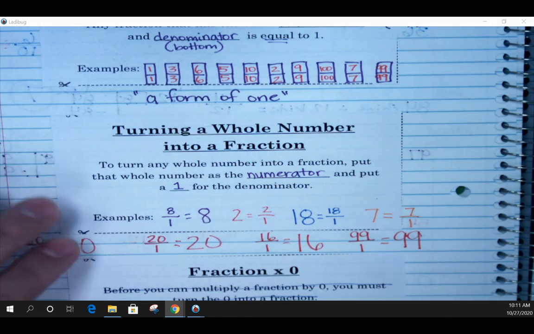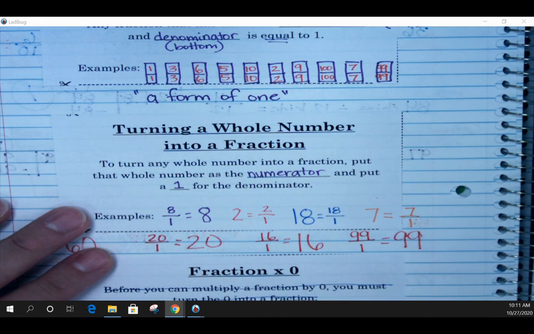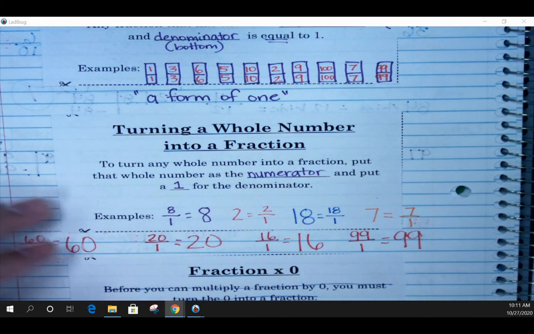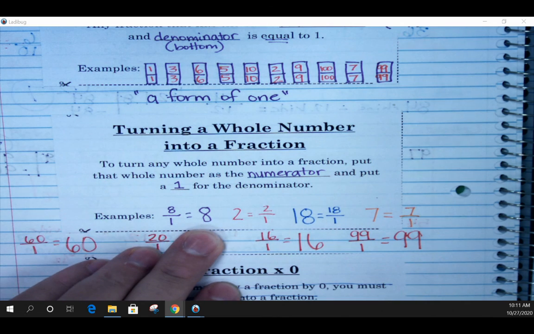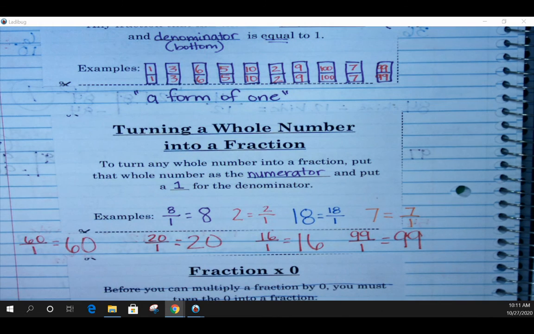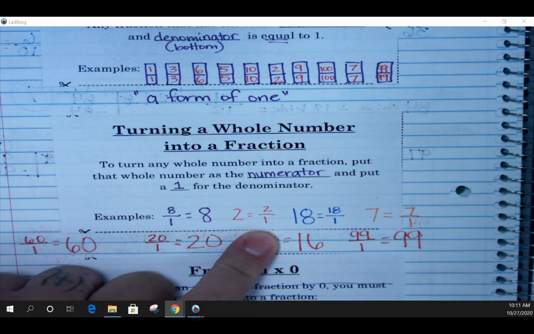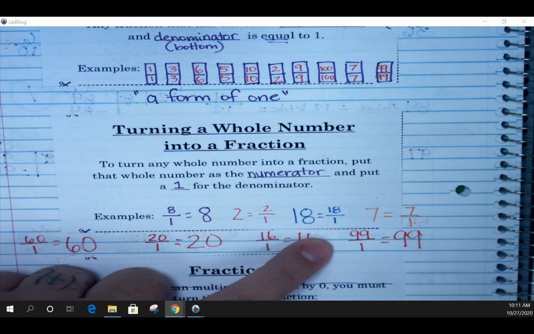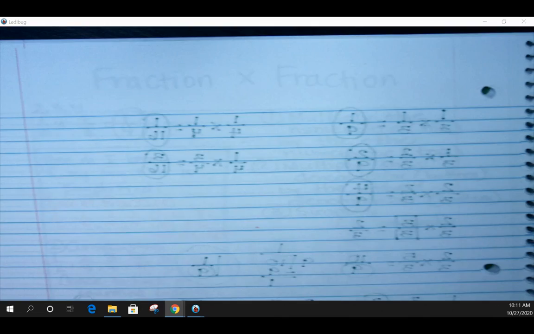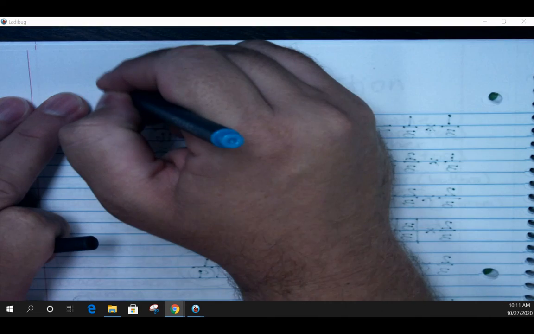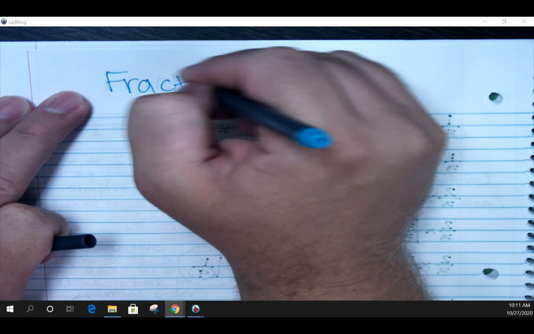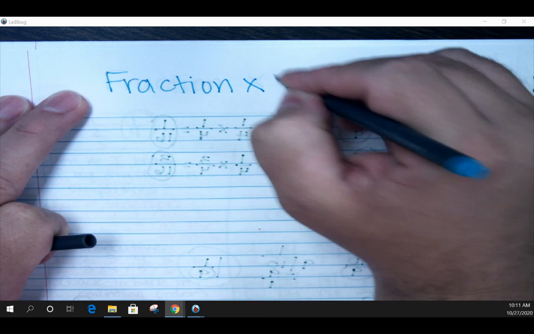So I need everybody to refer back to this, make sure that you know it. For example, if my whole number was 8, then my fraction would be 8 over 1. If my whole number is 2, then my fraction would be 2 over 1. If my whole number is 18, then it would be 18 over 1, and so on and so forth. Which we will need today when we do fraction times a whole number.